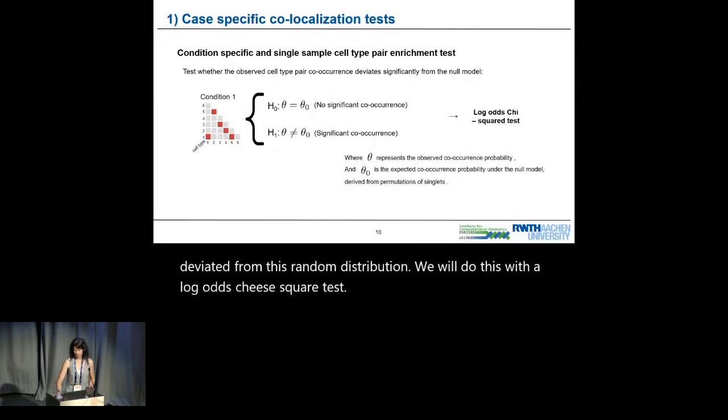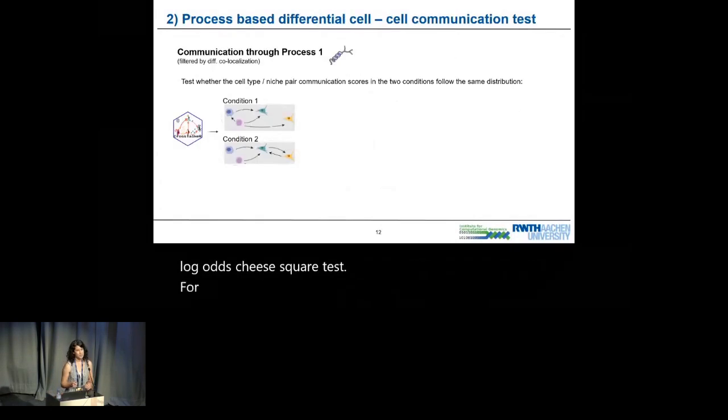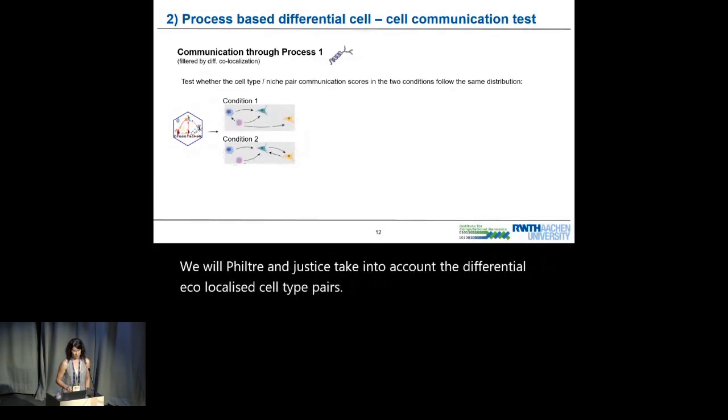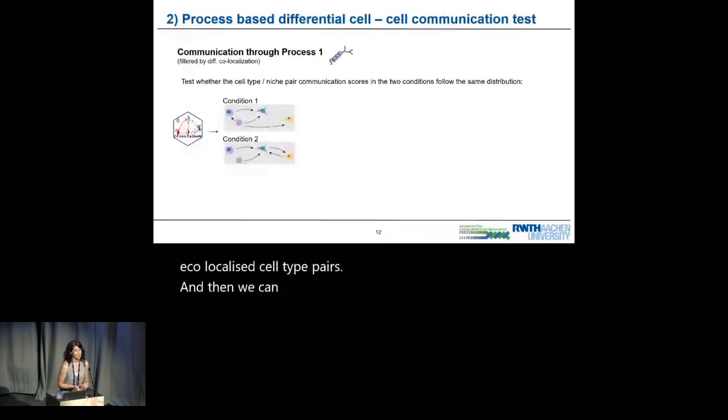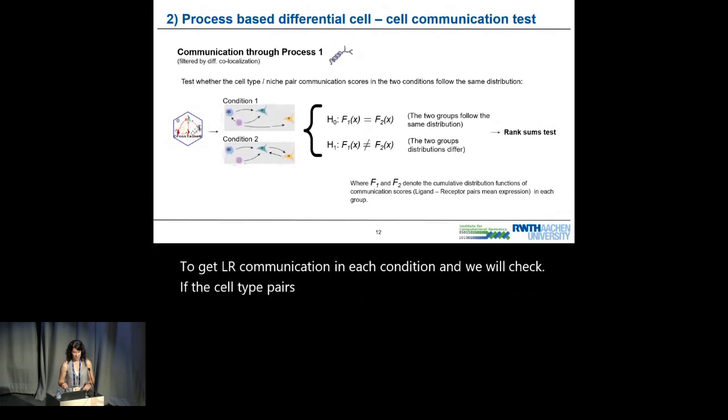Then for the communication data, we will take the communication through one specific process. We will filter and just take into account the differentially colocalized cell type pairs. And then we can use tools like Crosstalker, which is a tool developed in the lab, by the way, to get LR communication in each condition. And we will check if the cell type pairs' communication scores follow the same distribution or not in the two conditions. And we will test this with a rank sum test.